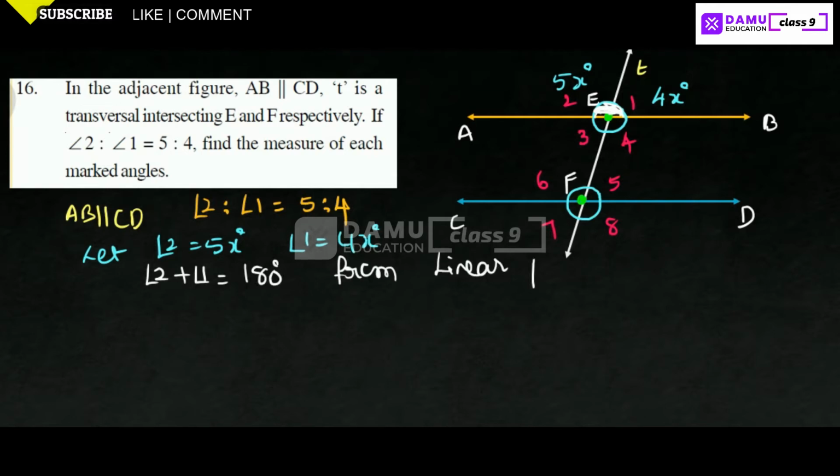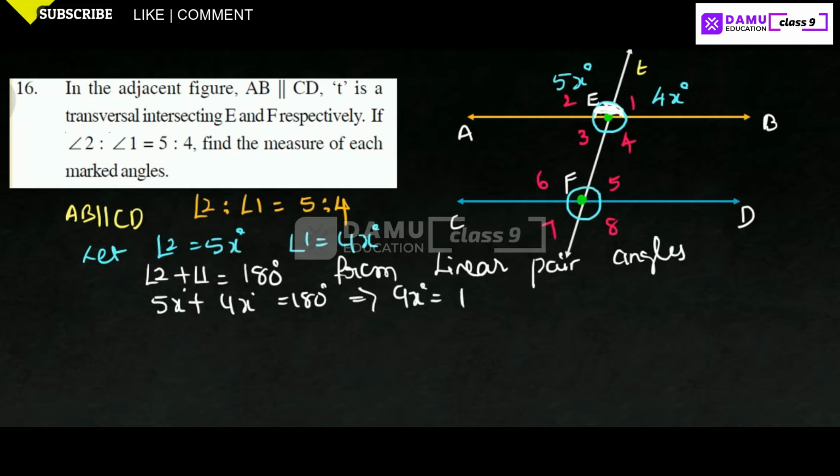Then angle 2 is 5x degrees and angle 1 is 4x degrees, so that will be equal to 180 degrees. That implies 5x plus 4x, which is 9x degrees, is equal to 180 degrees. That implies x is equal to 180 by 9. 9 twos are 18, so x will be equal to 20 degrees.